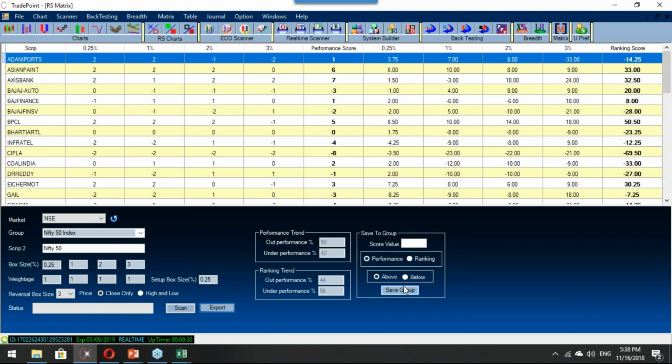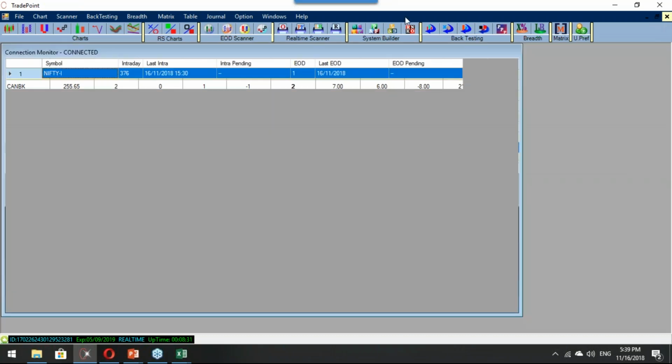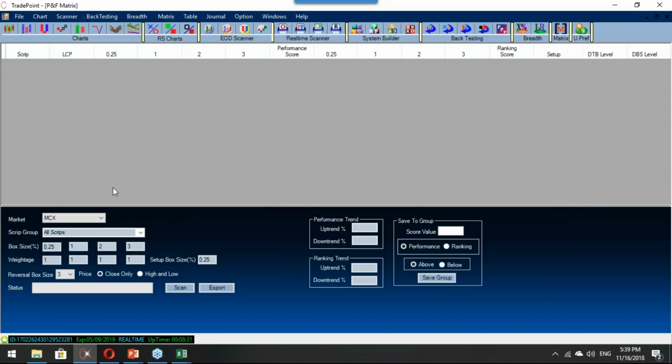So in the performance score, I'm interested in candidates which are equal to 4. It says above 4. I don't know whether it means greater than or equal to 4, or only above 4, but it doesn't really matter. Let's make it 3 then, and we can save it to a group. So we can give a group name here, and if you go to the P&F matrix, you can do the same thing. You can focus on this universe.